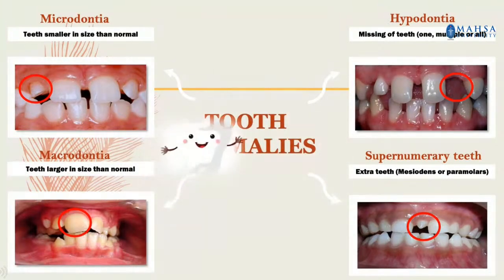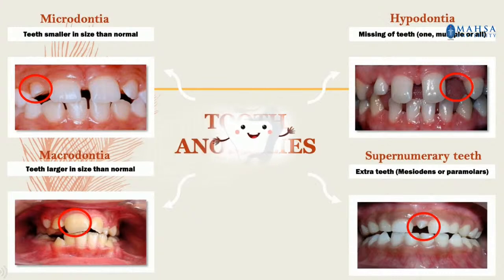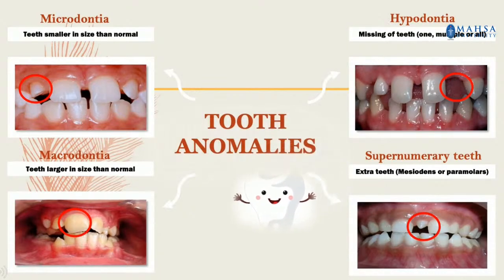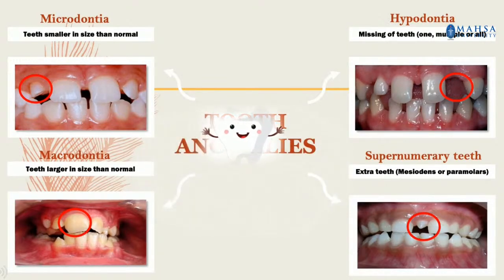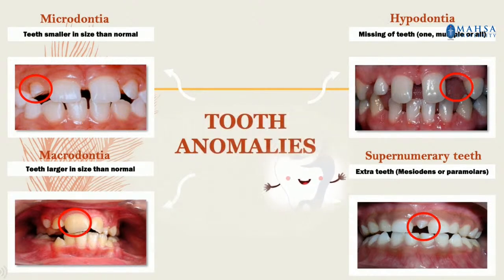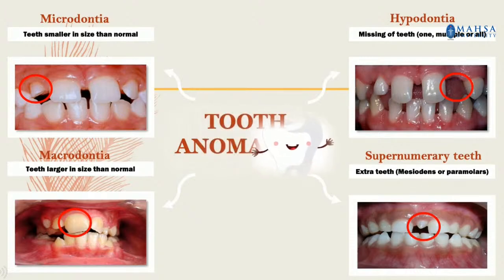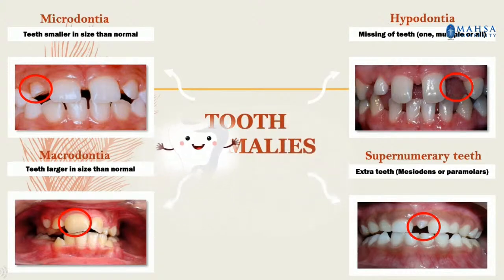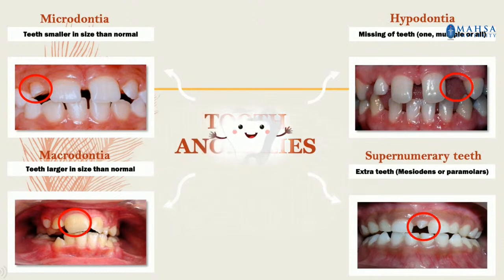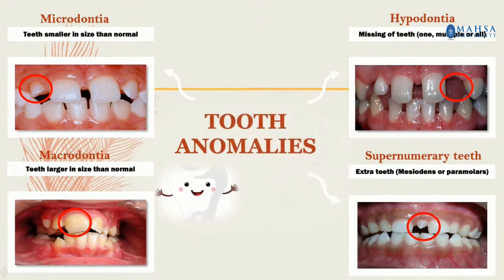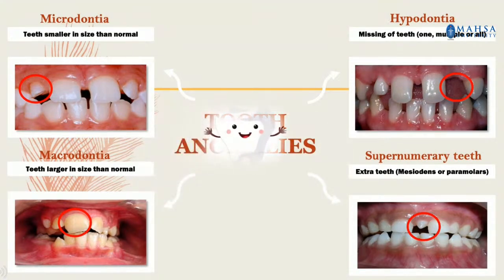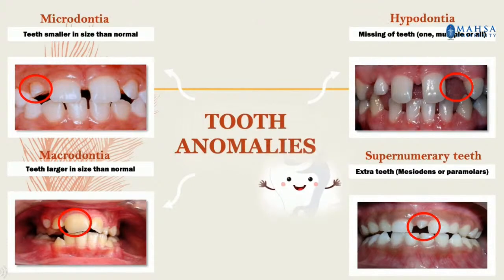First is hypodontia, which is a condition where teeth are missing, either one or multiple. If all the teeth are missing, it is called anodontia. In contrast to that, we have supernumerary teeth, which can be in normal or abnormal size and shape. Supernumerary teeth can be frequently seen in cleft palate and lip cases.